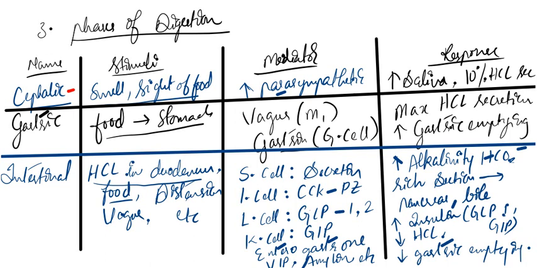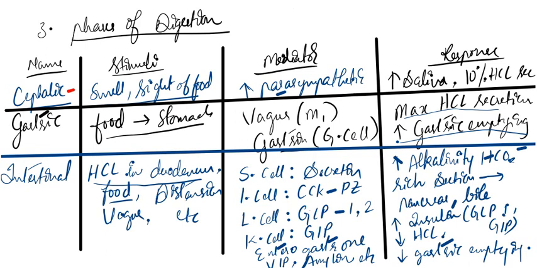The second phase is the gastric phase. The stimulus is food present in the stomach, and the mediators are vagus M1 initiation and gastrin from G cell secretion. What they do is maximize the HCl secretion as well as increase gastric emptying. So this leads to pushing of food towards the intestinal aspect.